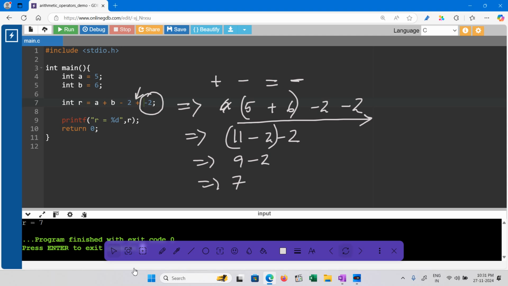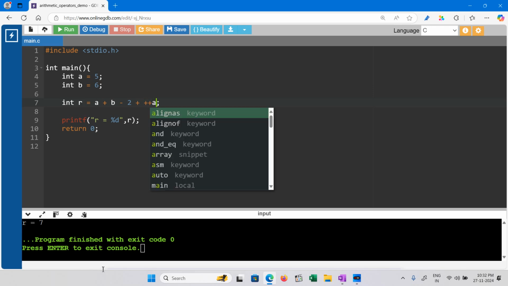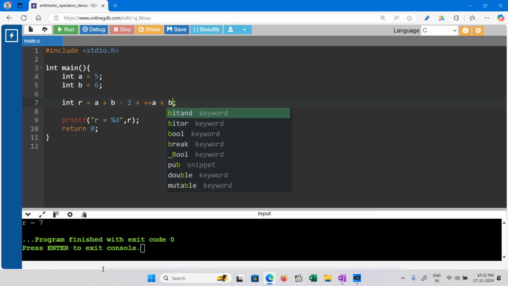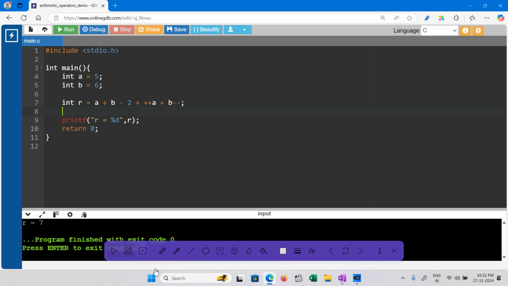Okay, so now let's make this expression a little bit more complicated. Let us use the other unary operators that we have. We have plus plus a, right? Now I have applied pre-increment. Okay, pre-increment. And let me add another one, b minus minus. Now I have also applied post-decrement. Okay, so now let us see how this expression is going to be evaluated.